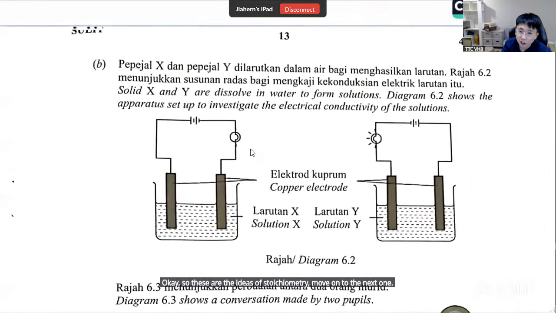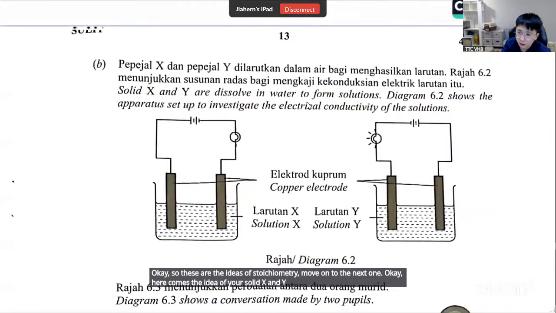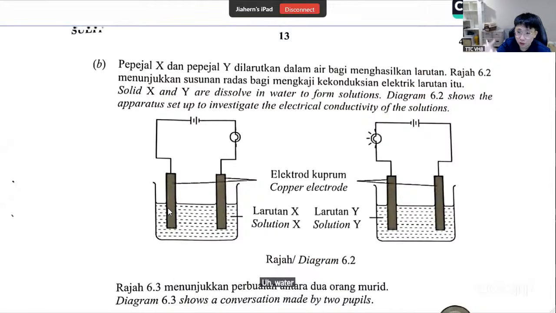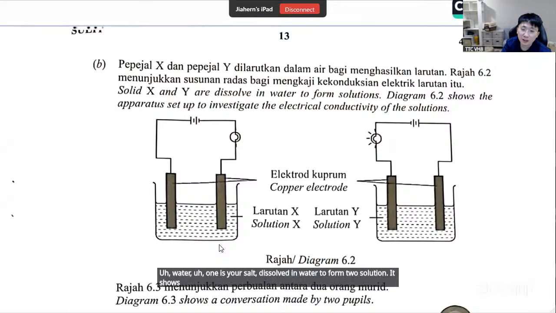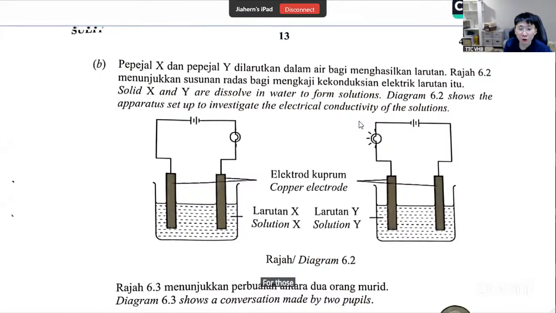Okay, here comes the idea of solid X and Y dissolved in water. So one is sugar dissolved in water, one is salt dissolved in water, to form two solutions. It shows the apparatus setup to investigate the electrical conductivity of the solution. Guys, for those who are from Selangor, this is very likely to come out in your next week Amali.